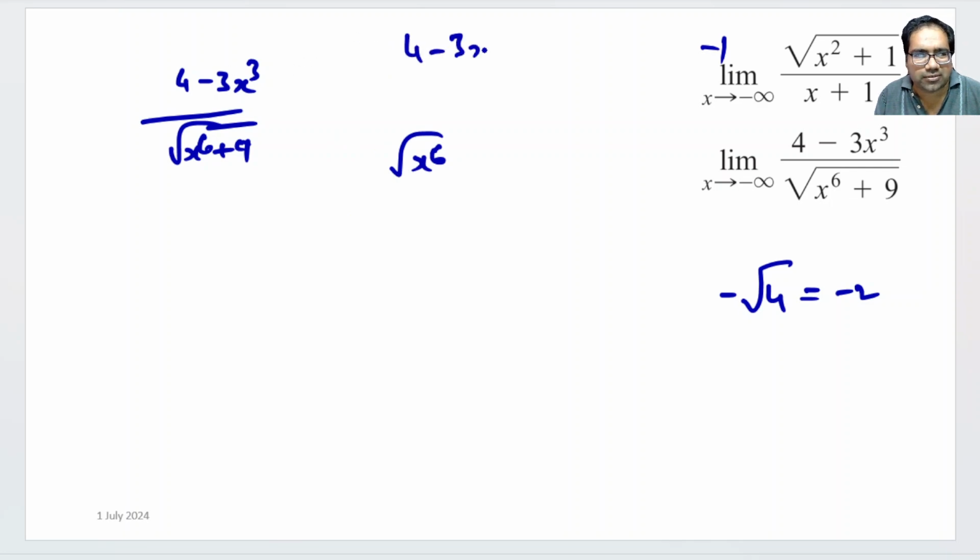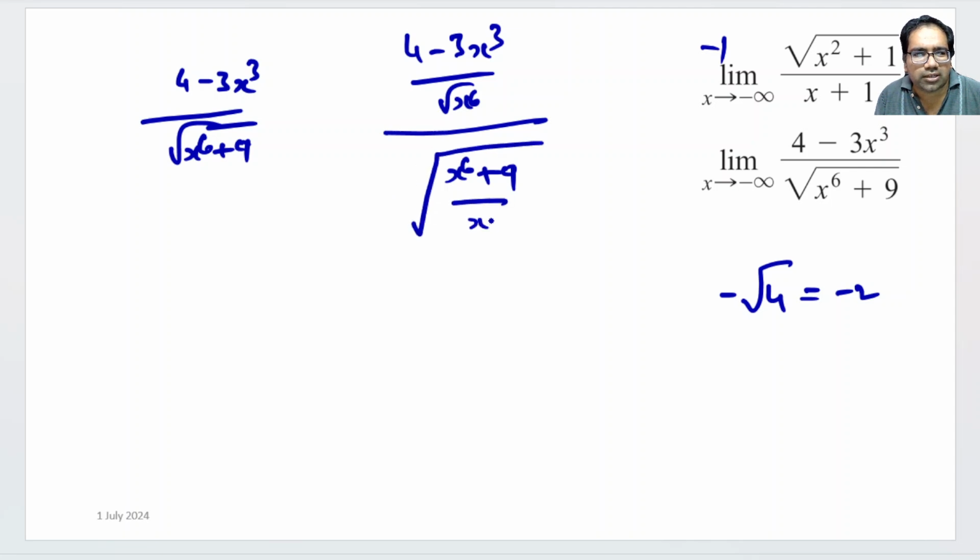Okay, we want to divide both numerator and denominator by root x power 6. So, 4 minus 3x cube by root x power 6, over root x power 6 plus 9 by x power 6. The denominator is 1 plus 9 by x power 6. What about the numerator? Root x power 6.